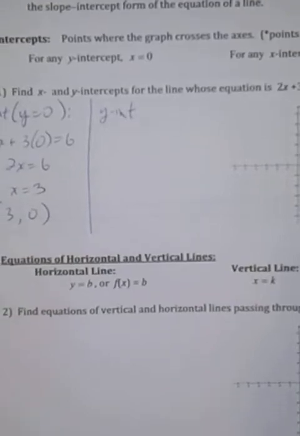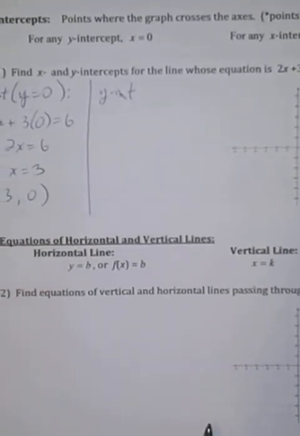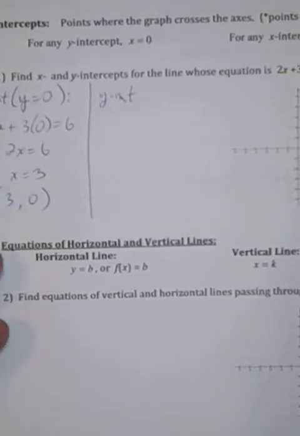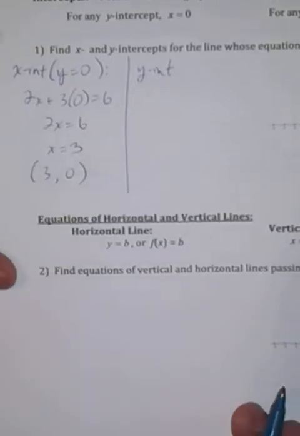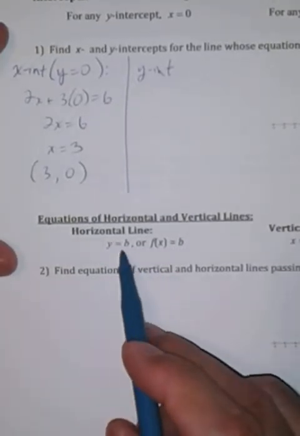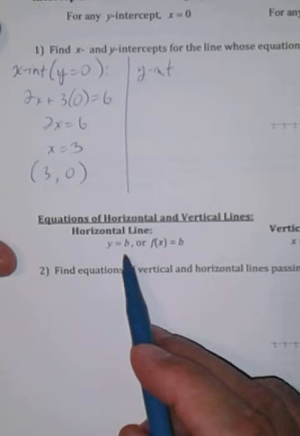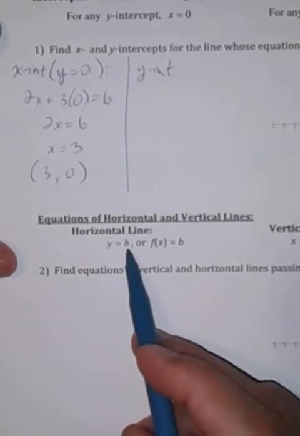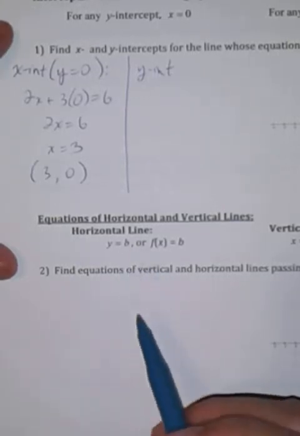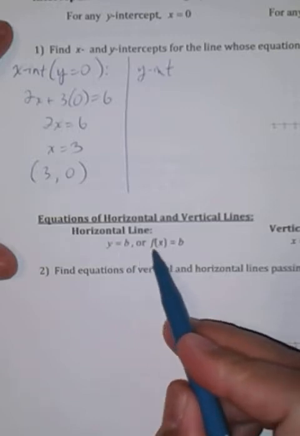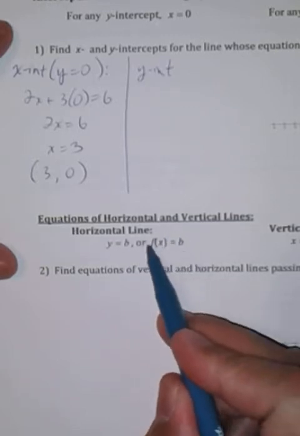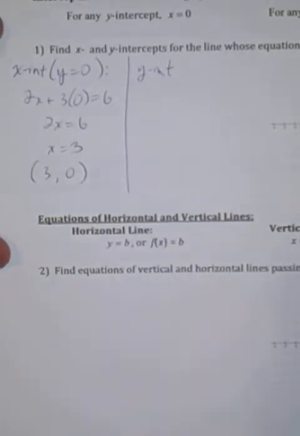All right, let's go on to equations of horizontal and vertical lines. These are a little bit special because they have a certain way of looking. Horizontal lines are of the form y equals b, y equals a number, right? So maybe like y equals 2. And remember, y is also f of x. So in function notation, you have f of x equals b. And remember, that was called a constant function.